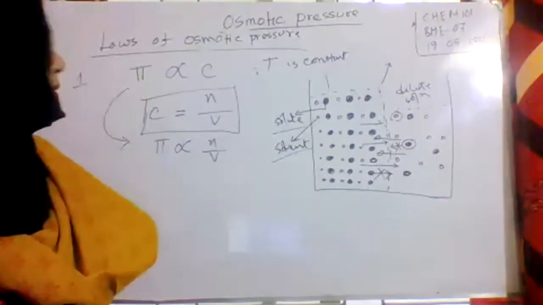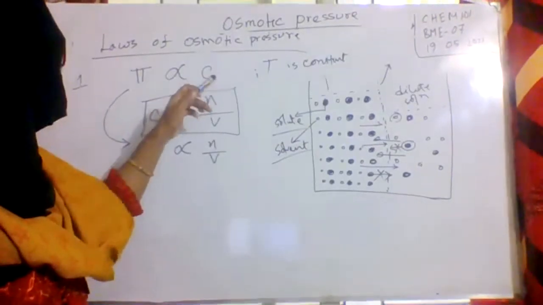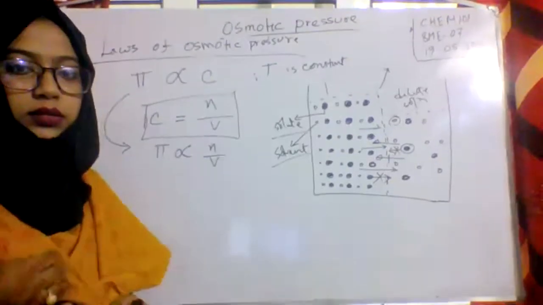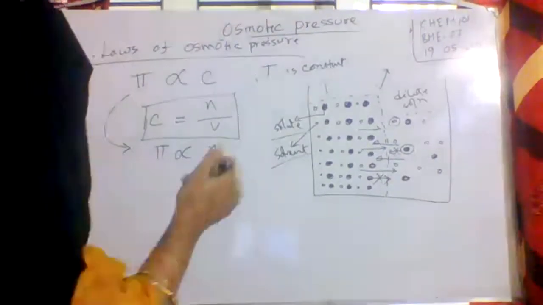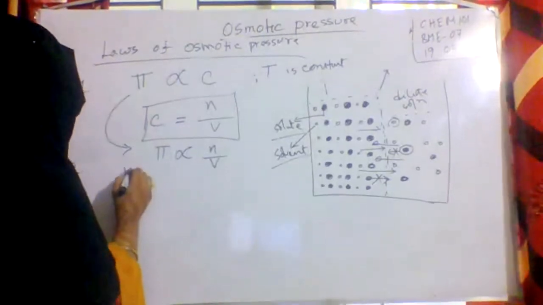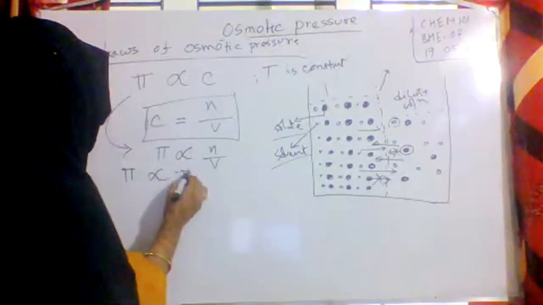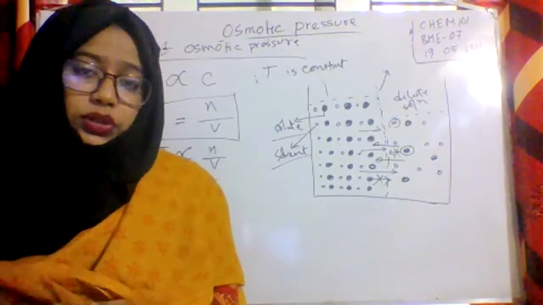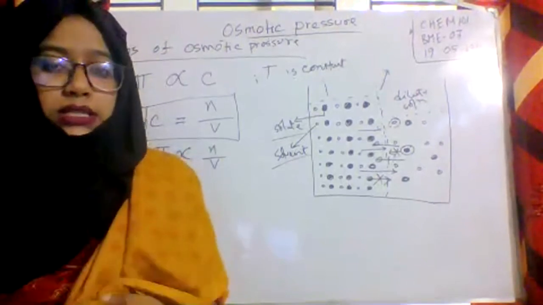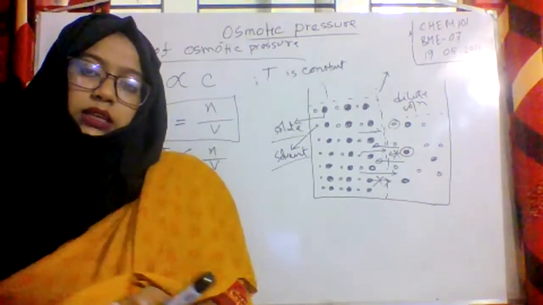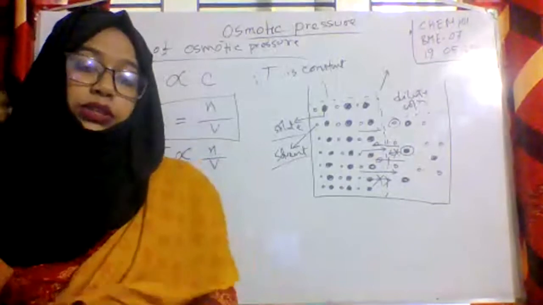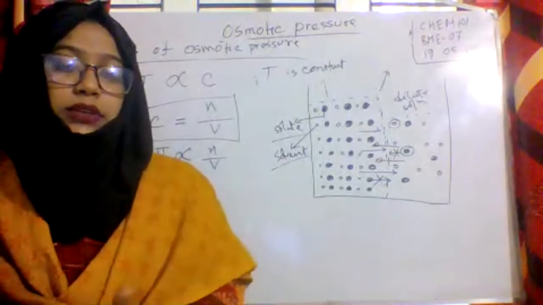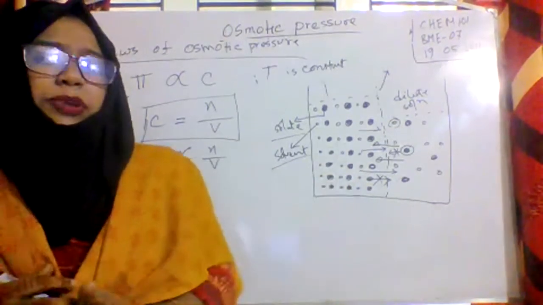Osmotic pressure is proportional to the temperature, because if we increase the temperature, the movement of the solvent will increase, then the pressure will increase. That means with increasing temperature, the kinetic energy and the velocity increase, so the osmotic pressure will be increased.